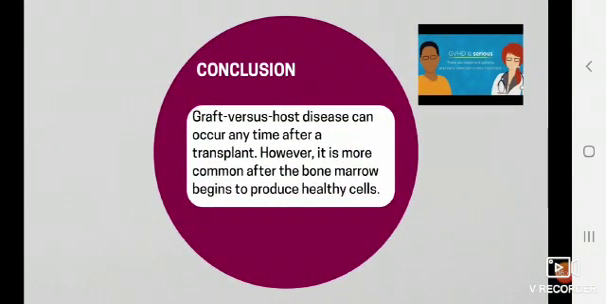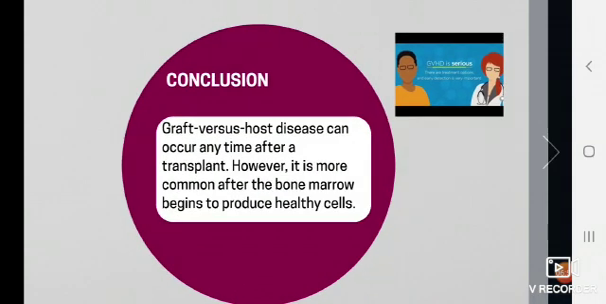Conclusion: Graft-versus-Host disease can occur any time after transplant. However, it is more common after the bone marrow begins to produce healthy cells.